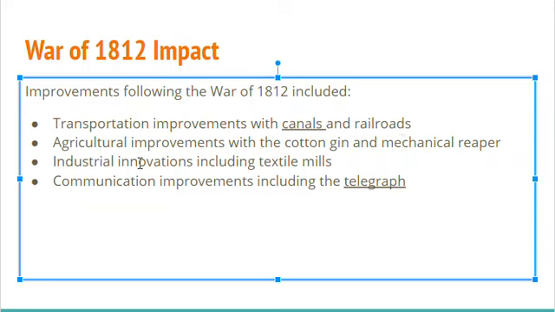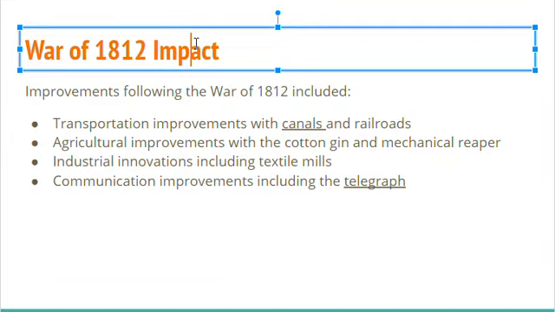There were industrial innovations, including textile mills. It was very easy to make clothes now because of this. And there were communication improvements, including the telegraph. The telegraph was sort of like old-fashioned text messaging. There were no telephones back then. People had a telegraph, and they would push these buttons, and letters would come out. Somebody had to read it, and you were able to send messages across the country with that. It was very helpful. All right, if you guys have any questions, let me know.